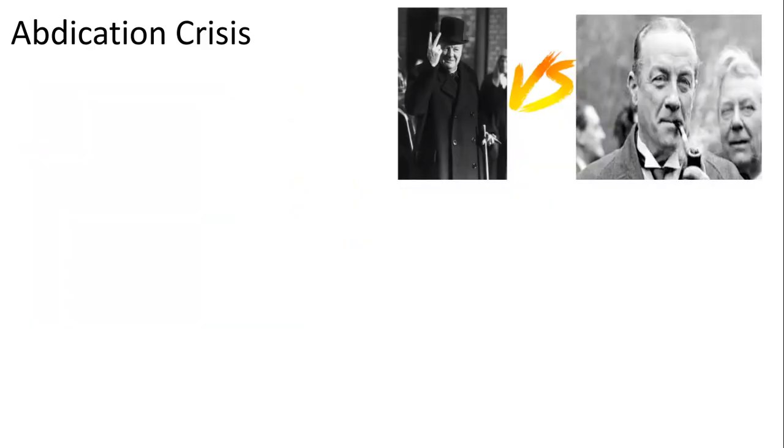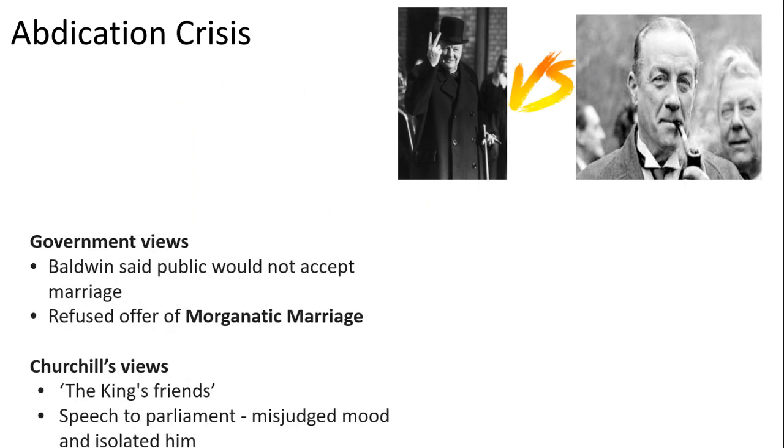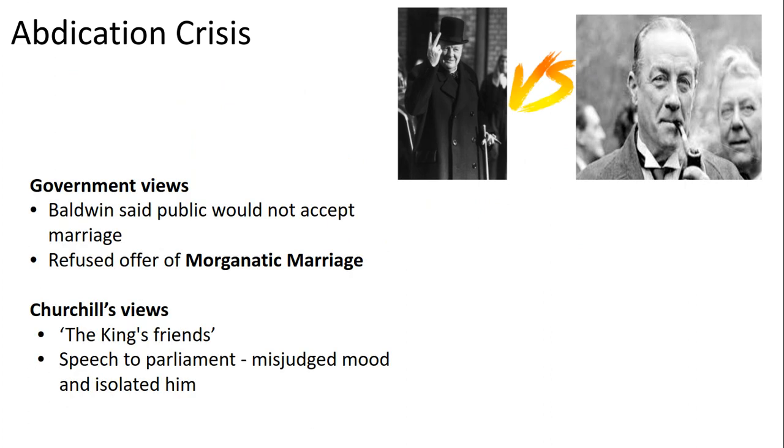Okay, in terms of how this puts Churchill in the wilderness and his views against the British government, Baldwin said that he wouldn't accept a marriage and that the public would never accept a marriage. And he went on to refuse the offer from the king of a morganatic marriage, which basically would mean that she would never become queen.